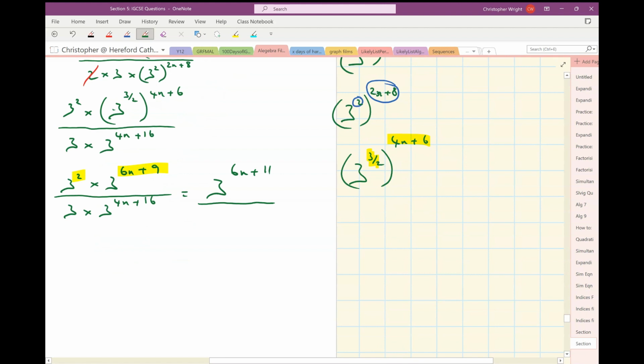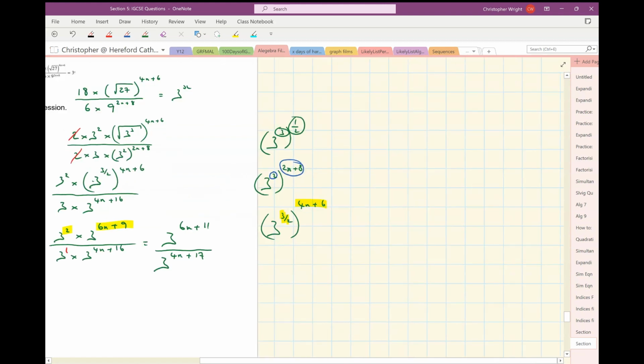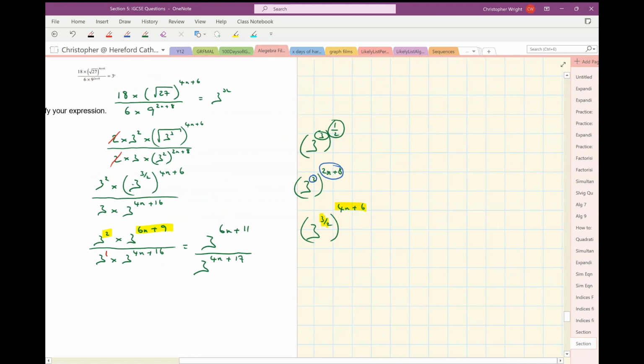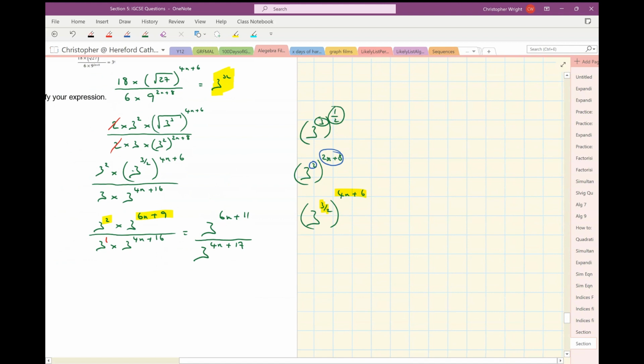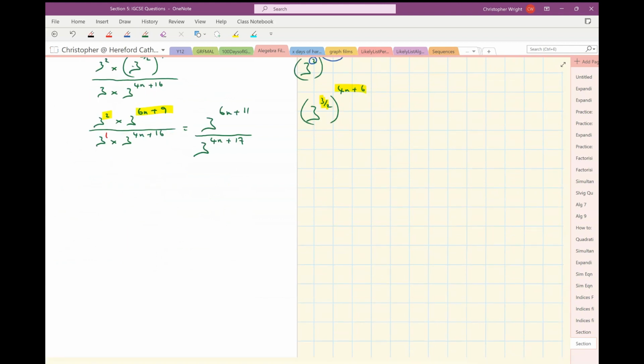And on the bottom here, in the same way, that's a 3 to the power 1. So then I'm going to add the indices. So I'm going to have 3 to the power of 4n plus 17. Okay, now let's just go back to the beginning of the question. All of this, I'm trying to get it in the form of simply 3 to the power of something. Now, I've got 3 to the power of 6n plus 11 divided by 3 to the power of 4n plus 17.